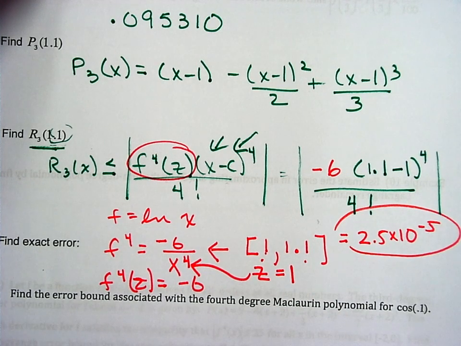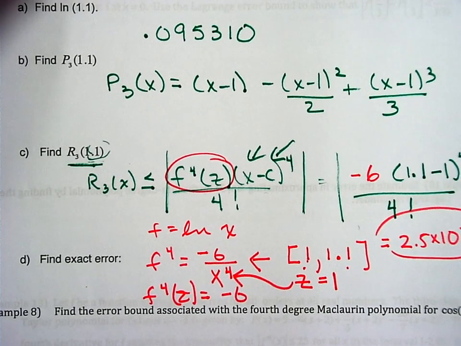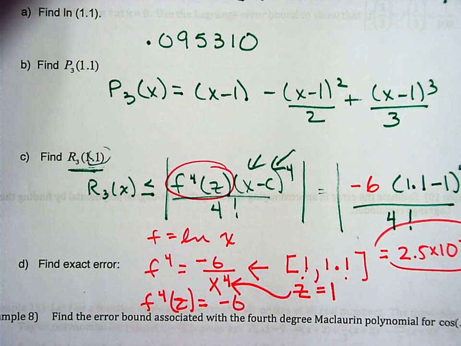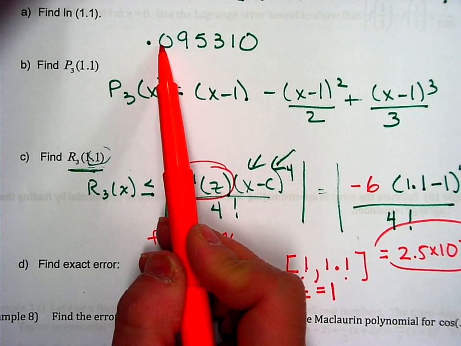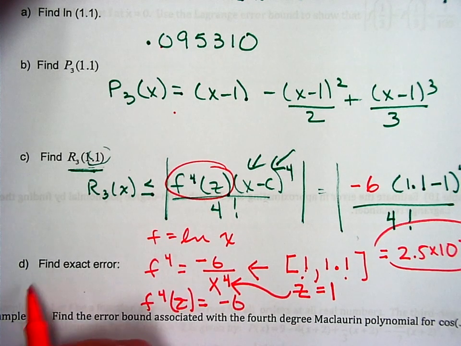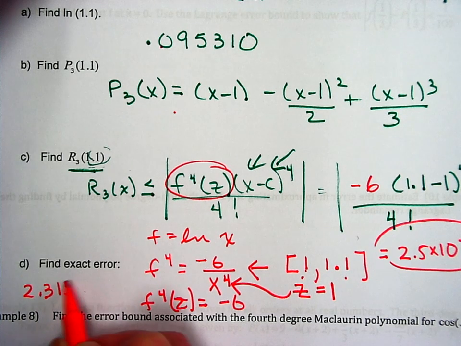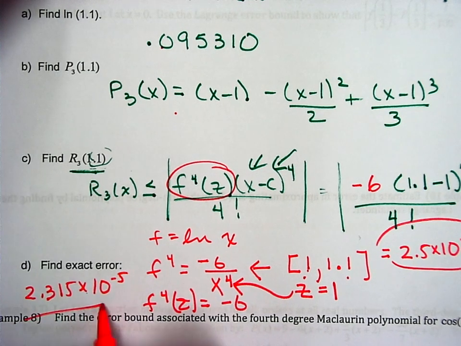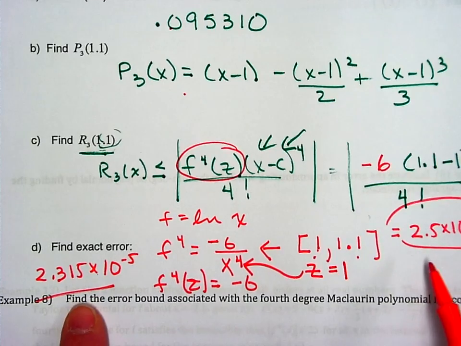If you try to find the exact error, which is taking the actual value of the log and subtracting off the polynomial approximation, the exact error is this. So notice this is something smaller than the error bound that we came up with.